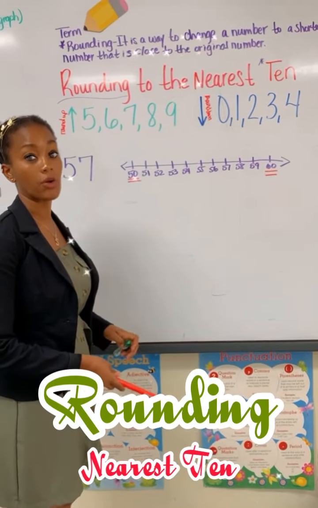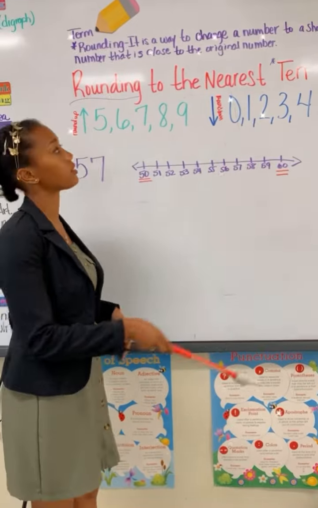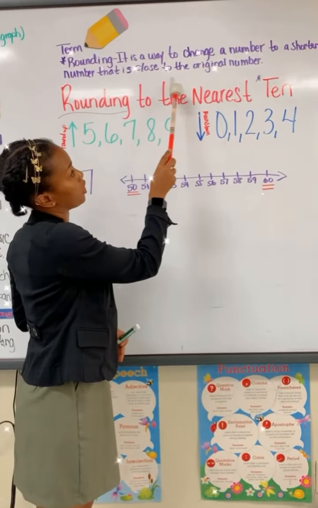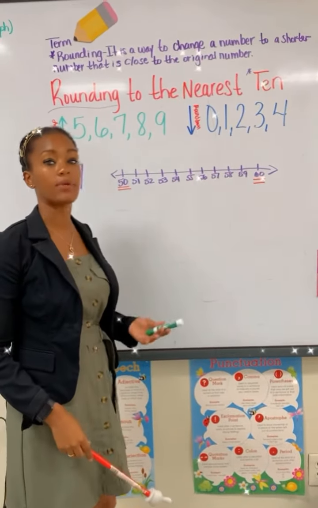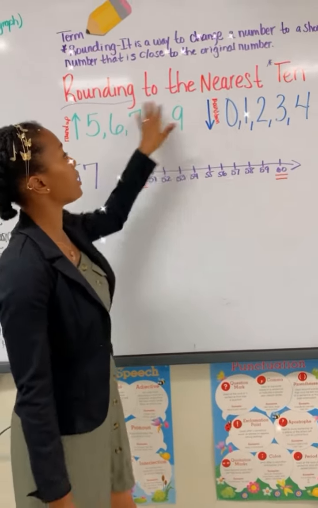Today we are going to be learning about rounding, but before we do, let's figure out what rounding is. Rounding is a way to change a number to a shorter number that is close to the original number. And as we begin, you will be able to see exactly what that means. So today we are going to be rounding to the nearest 10.